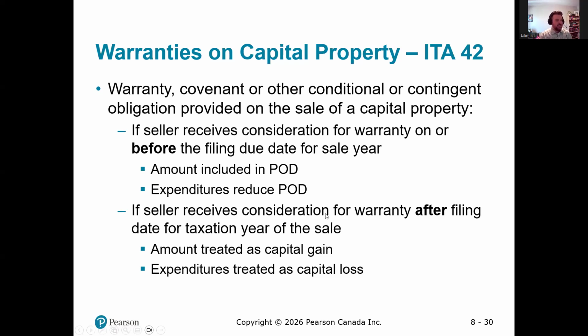If the seller receives consideration after the filing date, the amount received is treated as a capital gain, and expenditures are treated as a capital loss. We've already filed our return, so we're not going to refile the return for the additional monies gained and spent. It's just going to go on to next year's return as additional capital gain and loss. If I received more money, that's going to increase the gain. If I spent more money, that's going to apply the loss. Okay?